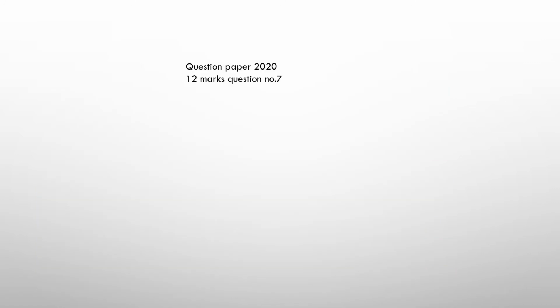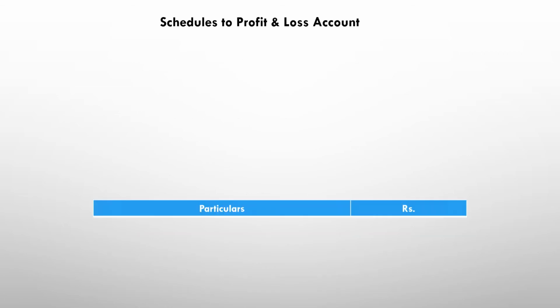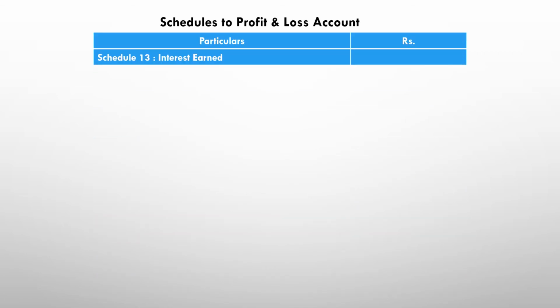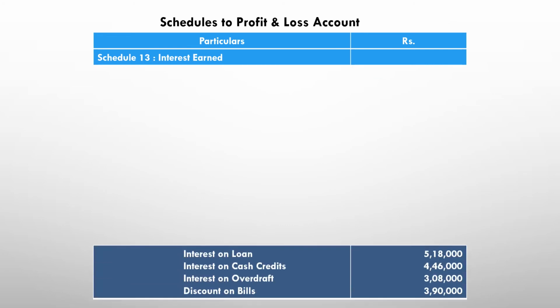Next, question paper 2020, 12 marks, question number 7. Again, we have to prepare the schedules to the profit and loss account, then prepare the profit and loss account. Schedule numbers 13, 14, 15, 16 and provisions and contingencies will come under the profit and loss account. First, schedules to the profit and loss account. Same format. Schedule number 13, interest earned.